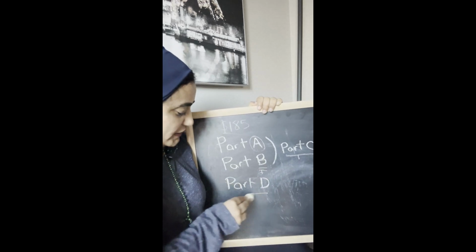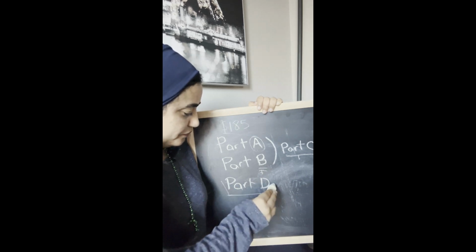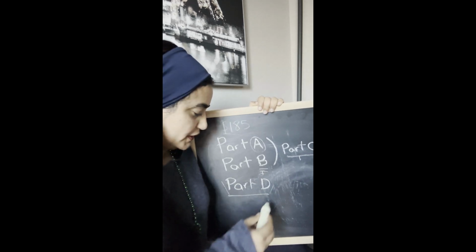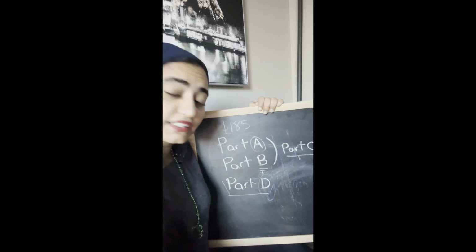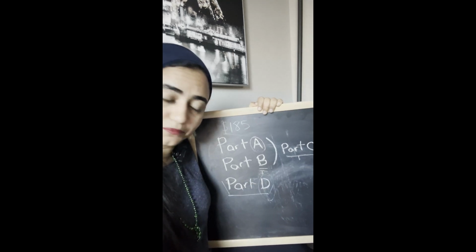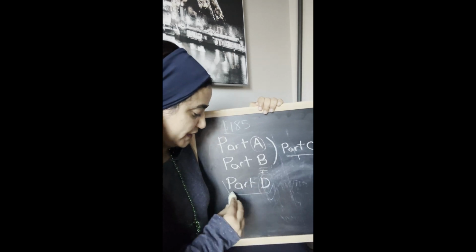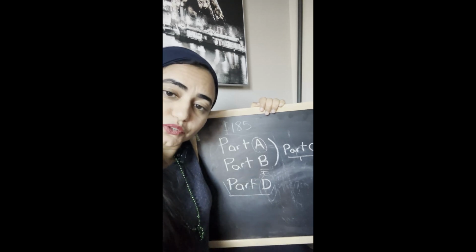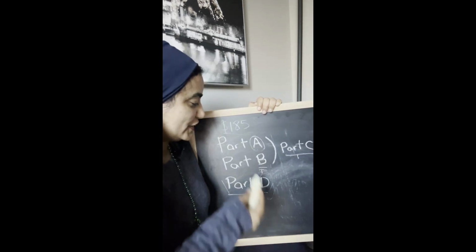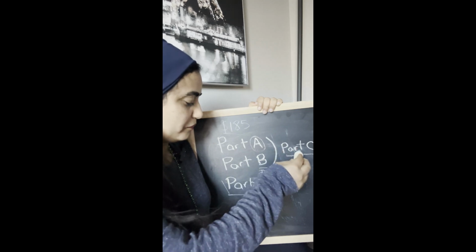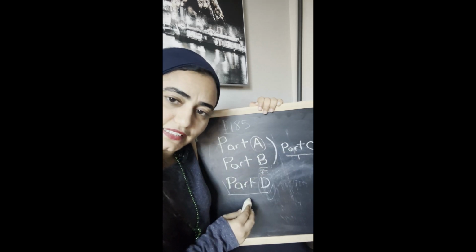Now, Part D here is the prescription. D, remember it for drugs or prescription plan. So this is the plan that gives you the prescription. So you have Part A, Part B, Part C, and Part D.